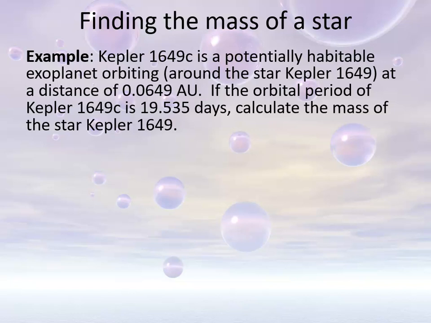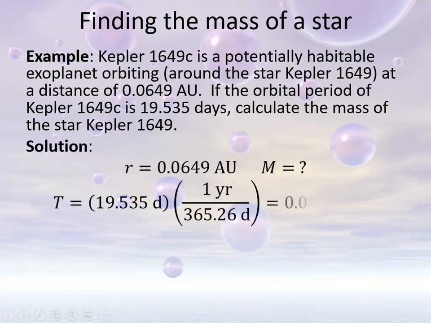So again, we'll show our givens. So the orbital radius is known. Notice that the orbital period needed to be converted because the formula that we're using requires the orbital period to be in years.